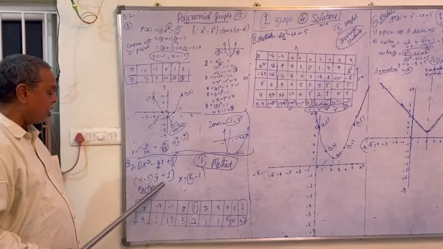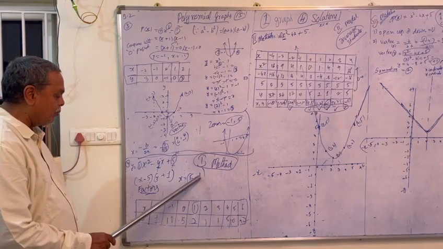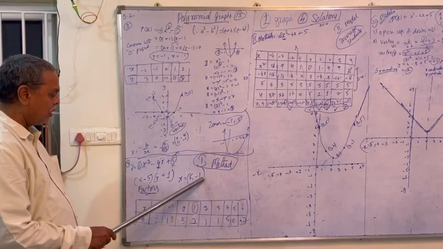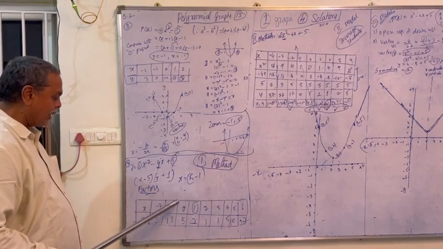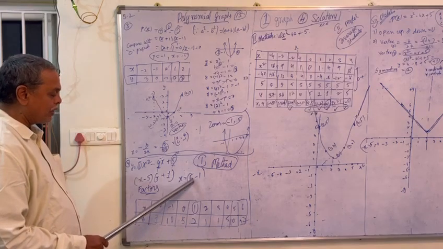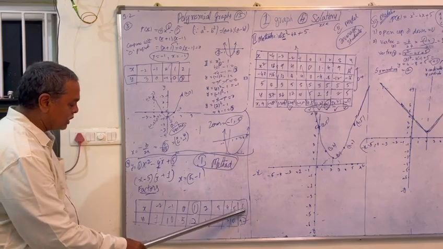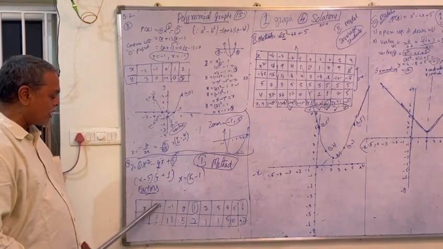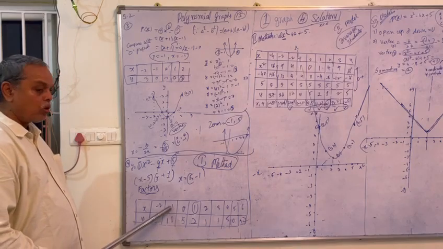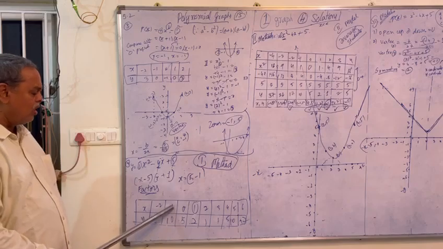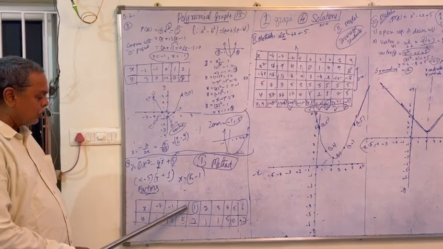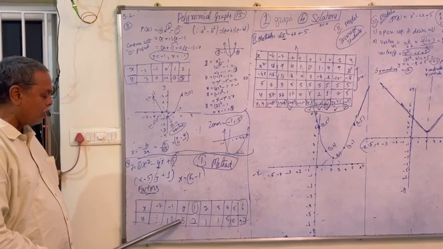Here if we take x minus 1, y minus 1 is equal to minus 1, or x minus 1, that's why we have taken minus 2. X plus 5, that's why we have taken 6. X coordinate minus 2 becomes y coordinate 1. X coordinate minus 1 becomes y coordinate 0. X coordinate 0 becomes y coordinate 5.